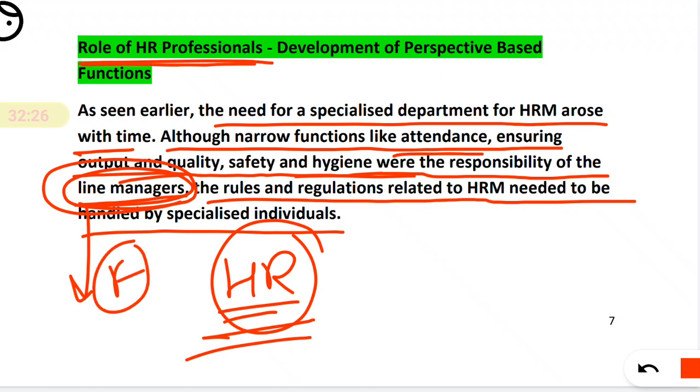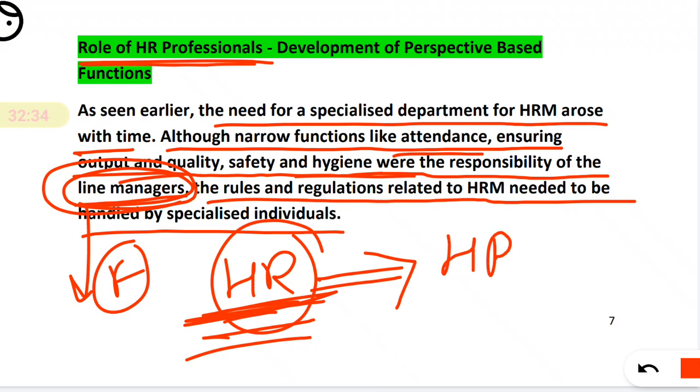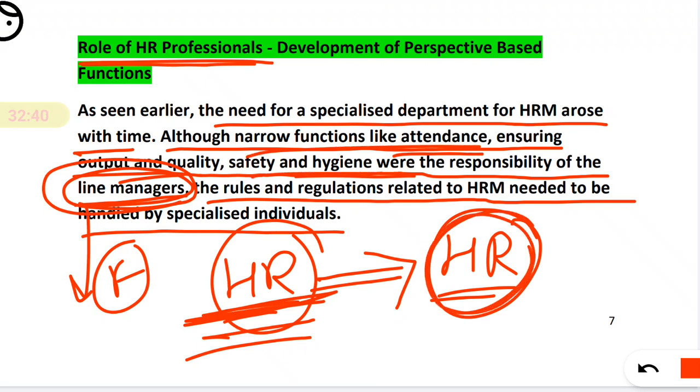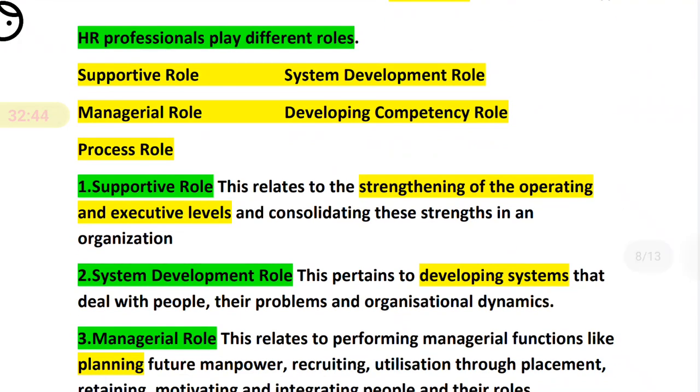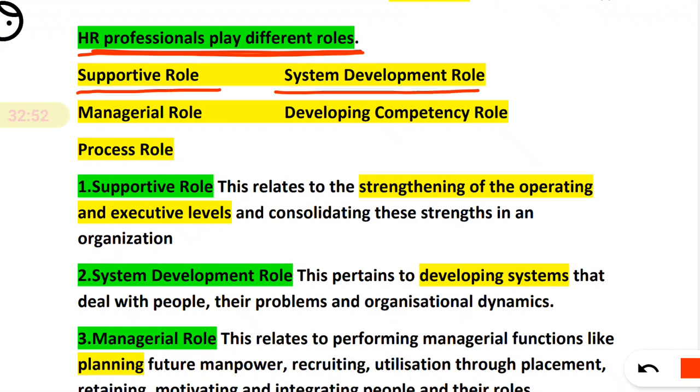Okay, but after the introduction of HR, we need a separate department, separate specialized trained human resource people, so that the function is basically done by those people. Okay, now see here how the HR plays a different role. See, HR professionals play different roles. First, the supportive role. Second, the system development role.